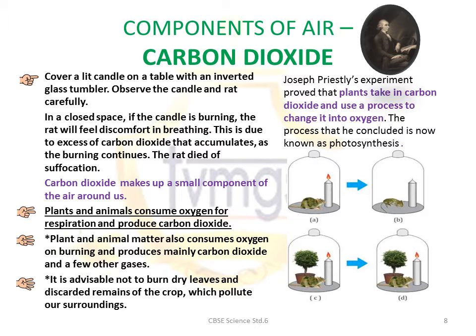This proved three things. First, oxygen supports burning. Second, plants and animals require oxygen and carbon dioxide. Third, plants can create oxygen by converting carbon dioxide into oxygen. When plants and animal matter are burnt, they consume oxygen and mainly produce carbon dioxide and other gases. Hence, it is not advisable to burn dry leaves and discarded remains of crops as they pollute our surroundings and create a lot of carbon dioxide.